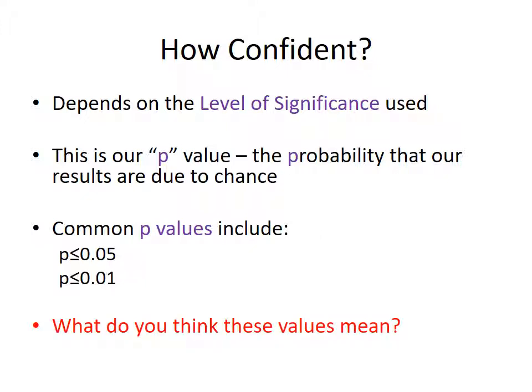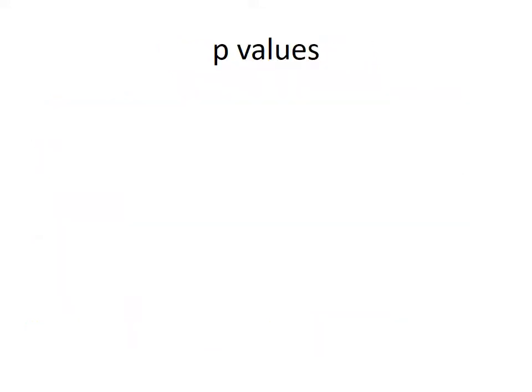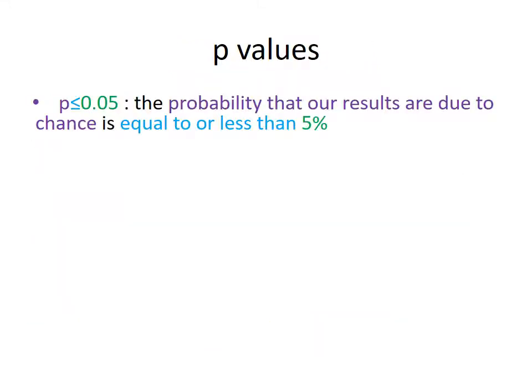Now you can probably figure out what these values mean if you have a bit of knowledge about decimals, percentages, statistics as a whole. If you're a bit unfamiliar with it, have a quick think. Pause the video. What could these values tell us? I'll give you the opportunity to pause. I'm assuming you've started again. So p-values. Well, p equal to or less than 0.05 means the probability that our results are due to chance is equal to or less than 5%.